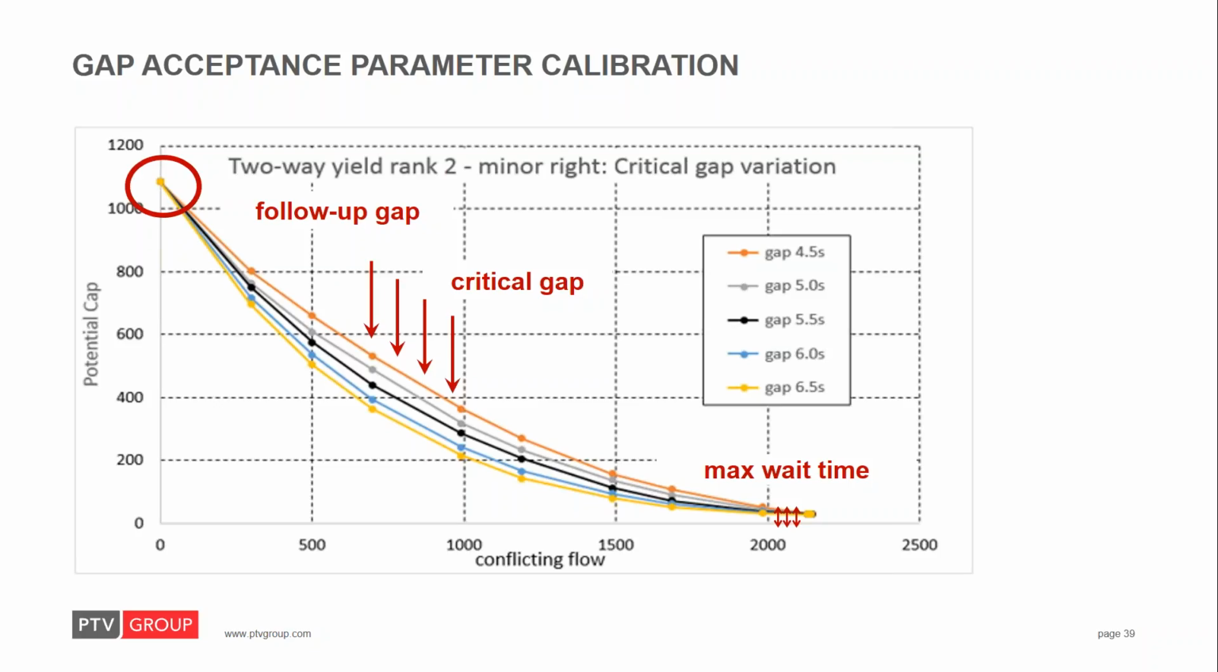The critical gap determines the shape of the curve. Basically, it describes how the potential capacity decreases with increasing conflicting flows. And the maximum wait time determines the capacity of the minor stream when the major street traffic operates at the maximum. So far for the calibration.